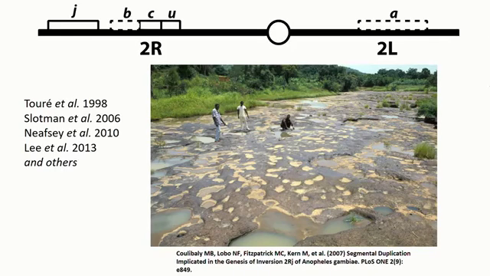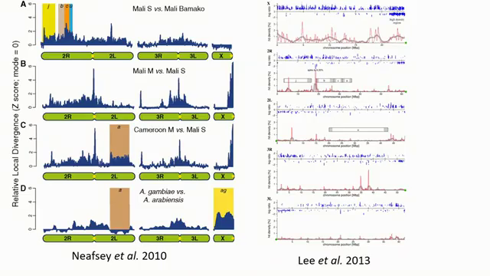And I should say that our lab is certainly not the first to be interested. There's a rich Bamako literature that I encourage you to check out if you too are interested, including but not limited to these papers. But the literature doesn't always agree. So on the left, we have a figure from Nifsi et al. 2010, and on the right, we have a figure from Lee et al. 2013. And both of them are looking generally at where does differentiation between Bamako and non-Bamako accumulate in the genome.